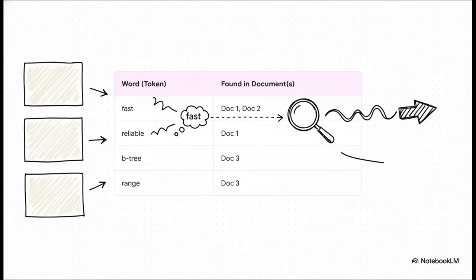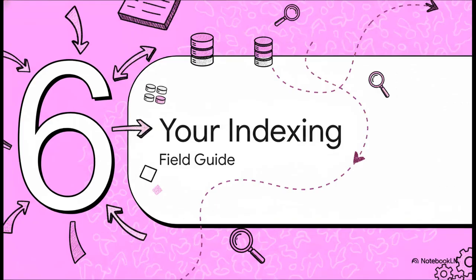And look how simple it is in practice. If you want to find every single document that contains the word fast, you don't have to scan anything. You just look up fast in your inverted index, and boom, it instantly tells you check out document 1 and document 2. That's it. It's an unbelievably powerful idea, and it is the core technology that powers absolutely massive search engines like Elasticsearch.